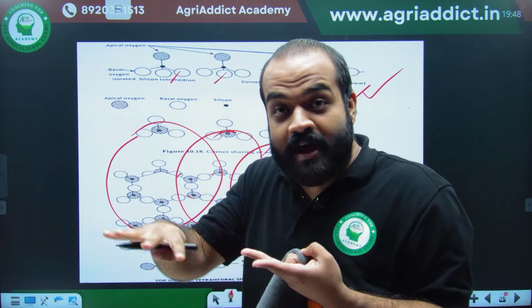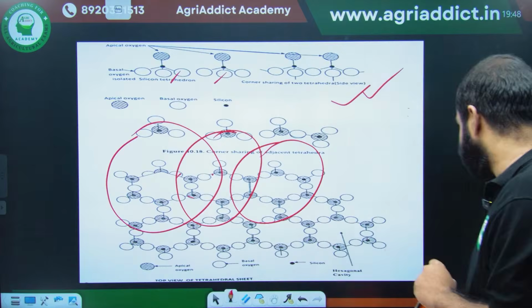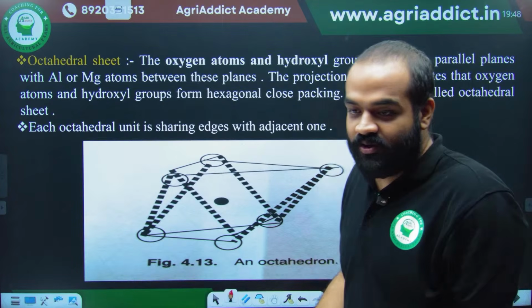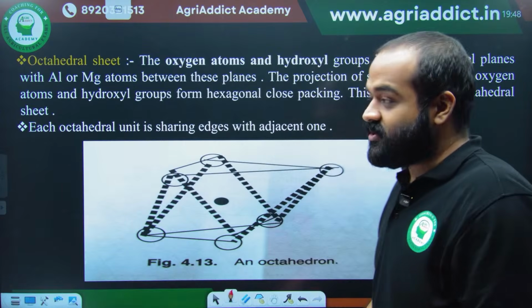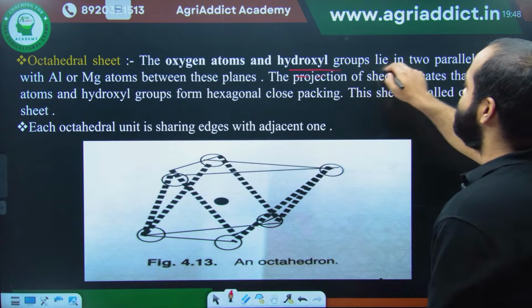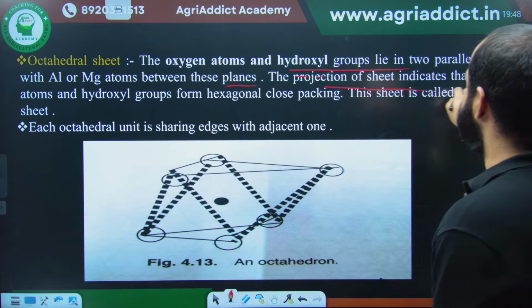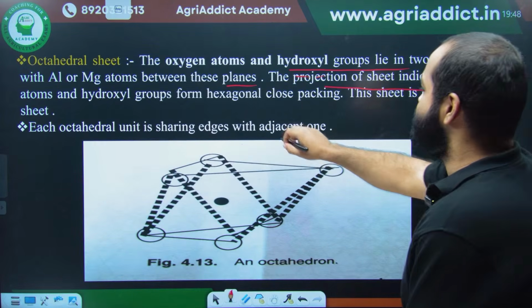Always remember, in 2 dimensions a sheet is there, right? Now what is an octahedral sheet? I think you all know. The oxygen atoms and the hydroxyl groups lie in 2 parallel planes with Al or Mg atoms between these planes. The projection of the sheet indicates that oxygen atoms and hydroxyl groups are hexagonal.